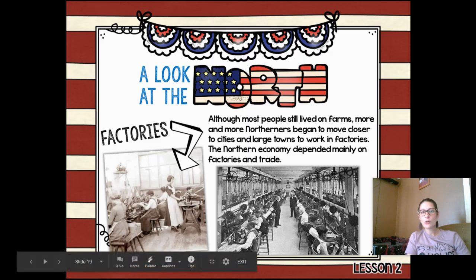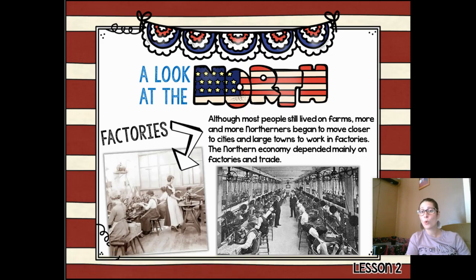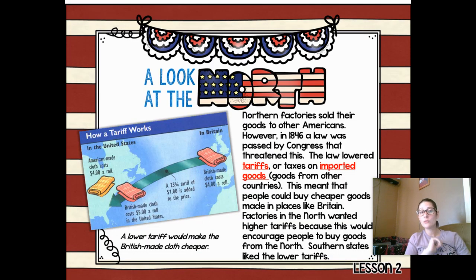So looking at the factories, although most people still lived on farms, more and more Northerners began to move closer to the cities and the larger towns to work in those factories. The Northern economy depended mainly on those factories and trade. Northern factories sold their goods to other Americans.